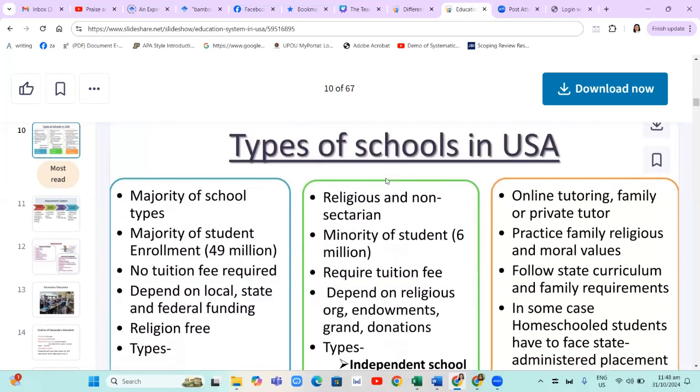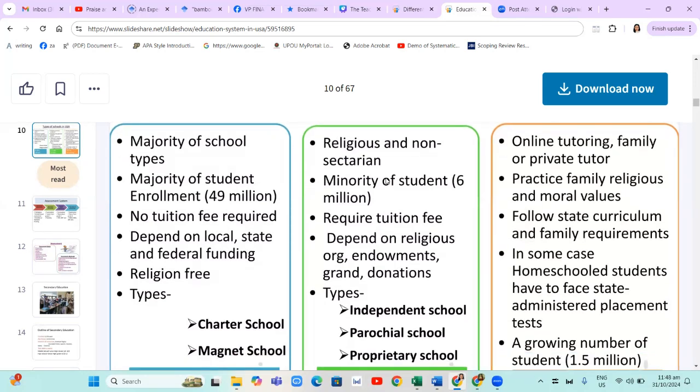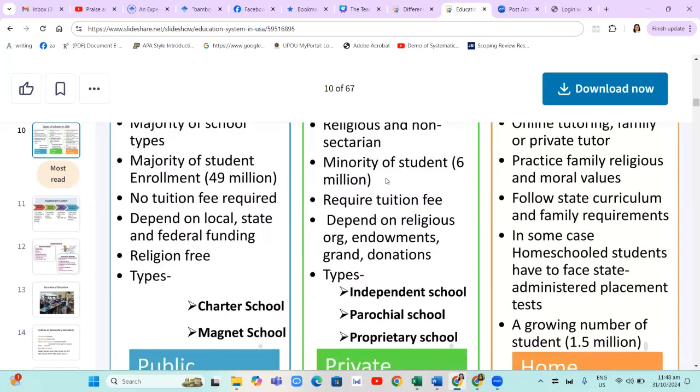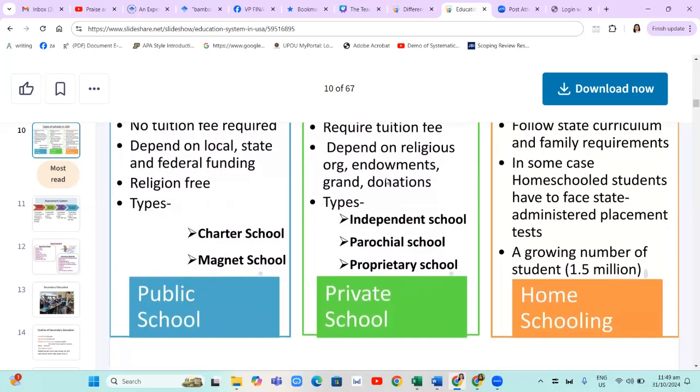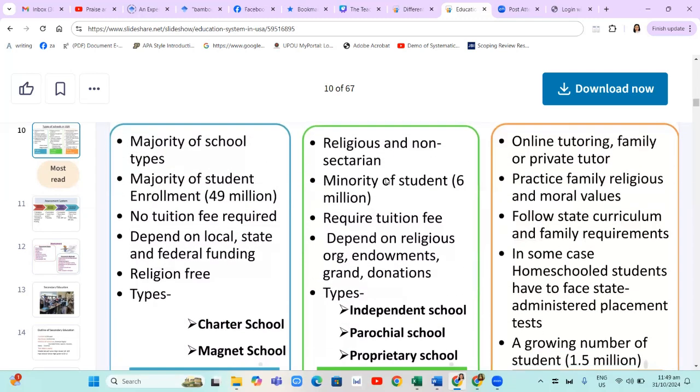These are the types of schools in the USA. Public schools are the majority of school types, with the majority of student enrollment, 49 million. No tuition fee is required; they depend on local, state, and federal funding. The types are charter school and magnet school. This is called the public school, while the private school is religious and non-sectarian.